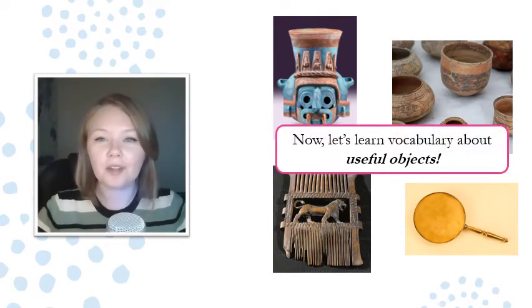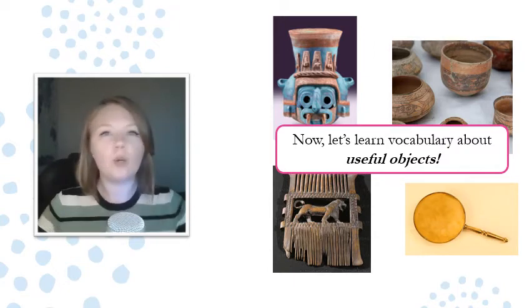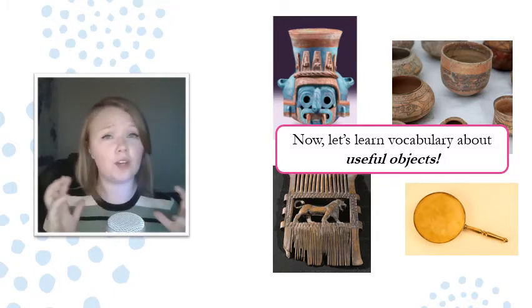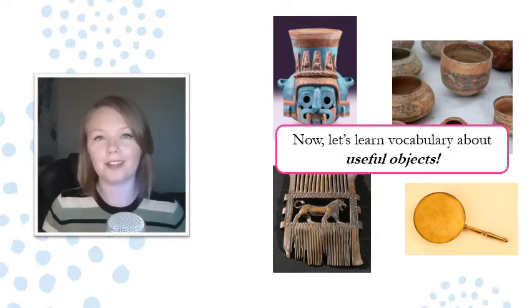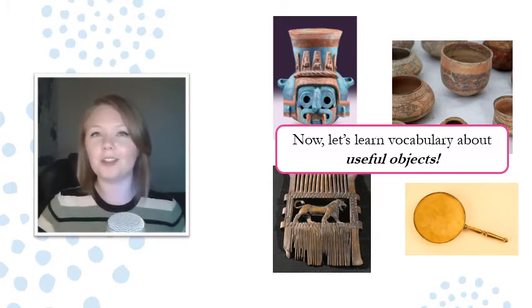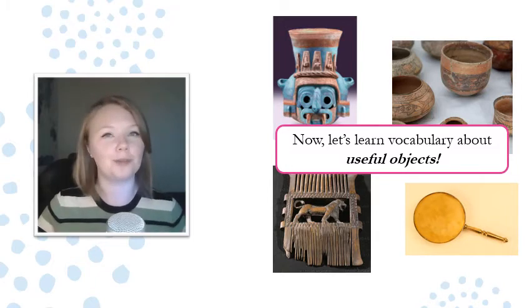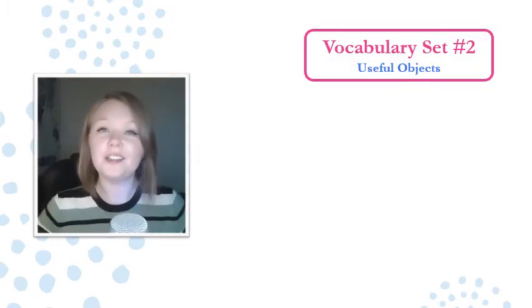Next, let's learn vocabulary to talk about useful objects. When we're talking about the past, and especially talking about a very long time ago, it's helpful to know vocabulary about the kind of objects that were used in those times too. So let's take a look at vocabulary set number 2. Let's take a look at 8 helpful vocabulary words we can use to talk about useful objects.